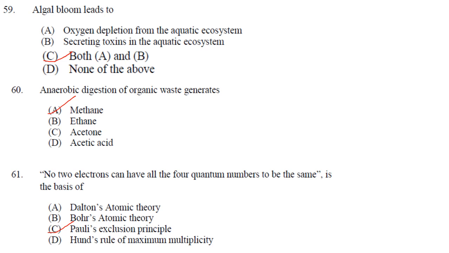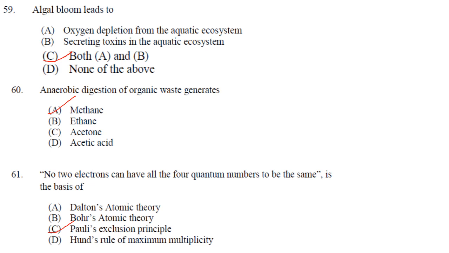And next, algal bloom leads to. So algal bloom is rapid increase or accumulation in the population of algae in fresh water or marine water systems, and these algal blooms are the result of nutrients such as fertilizer runoff, nitrogen or phosphorus entering the water environment and causing excessive algal growth. So the answer here is option A, oxygen depletion from the aquatic ecosystem.